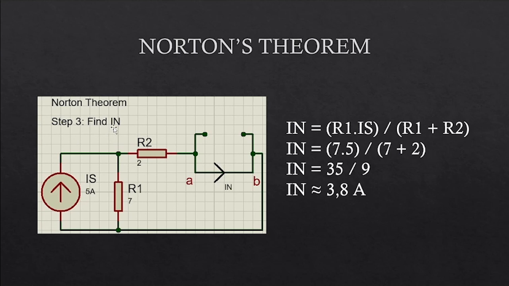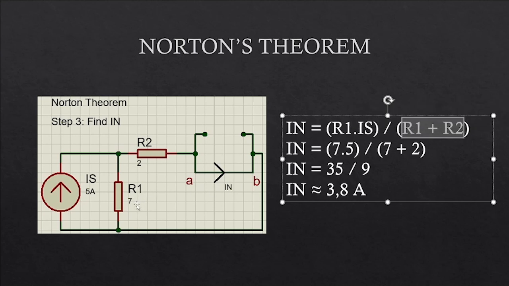The third step is finding the IN by applying the formula of the current divider rule. Take a look here. IN is equal to IR2, so the formula is R1 times IS divided by R1 plus R2. Here we got R1 is 7 and IS is 5, and R1 plus R2 is 2 plus 7, so we got 35 divided by 9, and it is about 3.8 ampere.